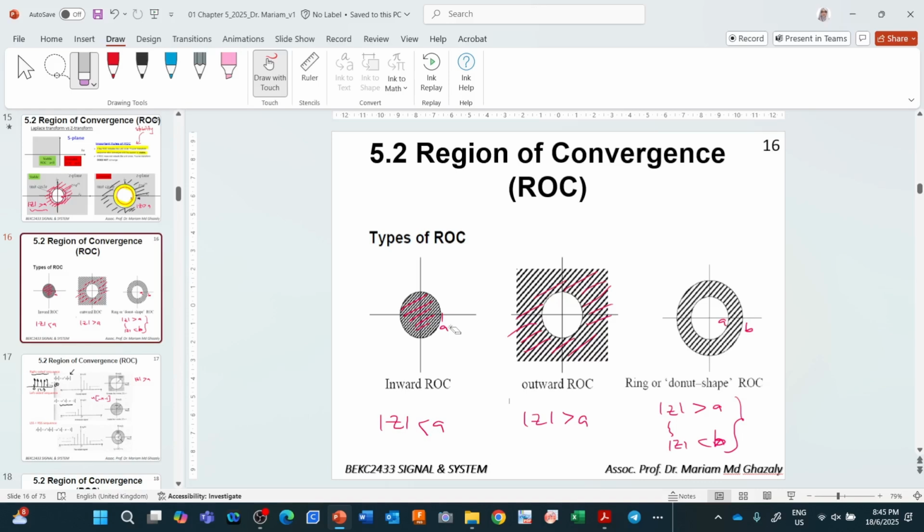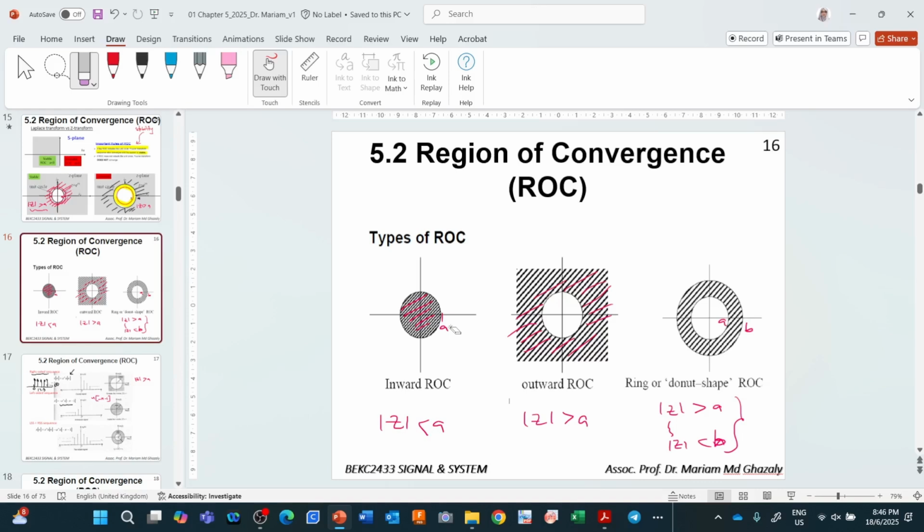Okay, so there are three types of ROC. The first one that I explained to you is the outward type ROC. It means that the sketching is going out from the center, going out. So the ROC is given by Z more than A.